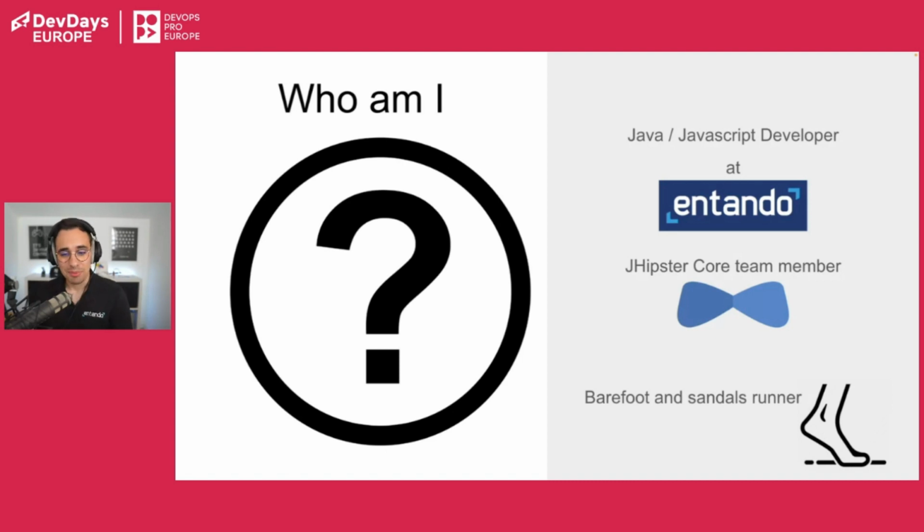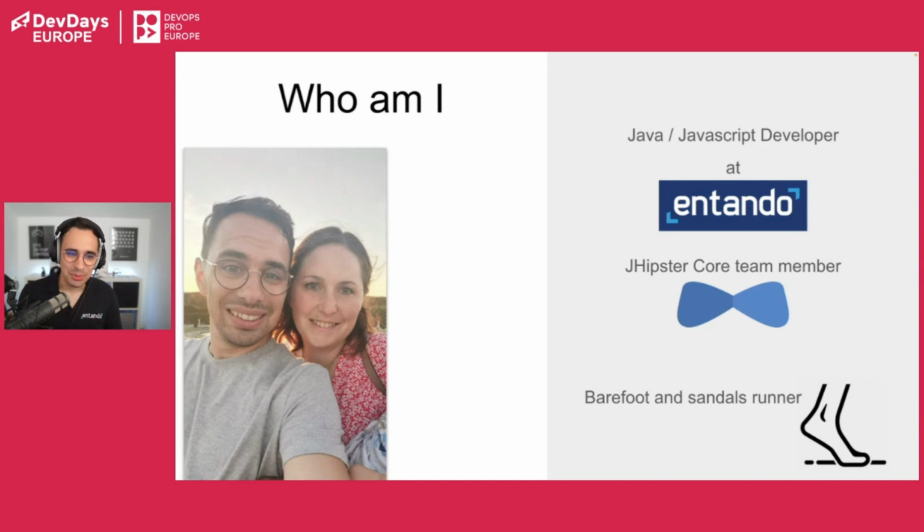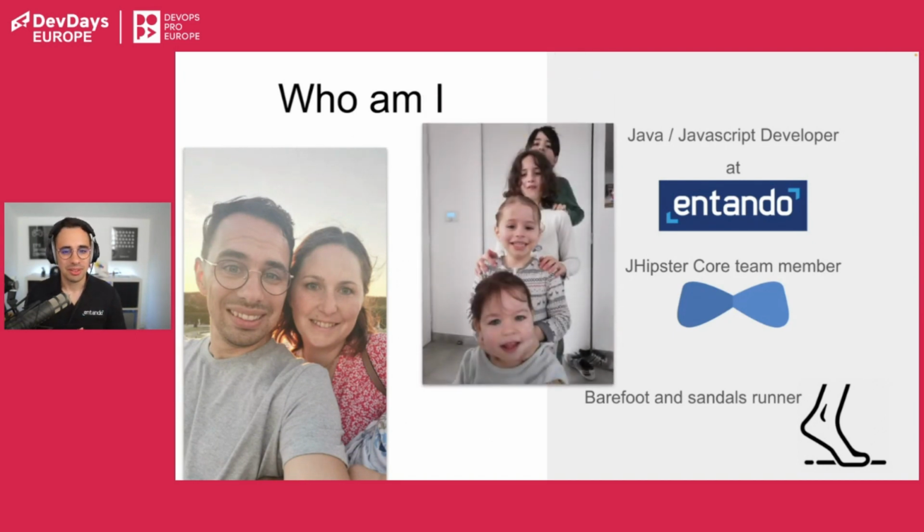In my free time, I'm a barefoot and sandals runner. So yeah, I go outside, I wear some sandals, and sometimes I wear nothing, only my feet, and I run. Oh, by the way, I also have a lovely wife and we have 4 children, one girl and 3 boys. So I'm very happy to lead that family with my wife. We have a couple of things to do every day. It's an adventure for sure. But now, let's start with Nintendo.